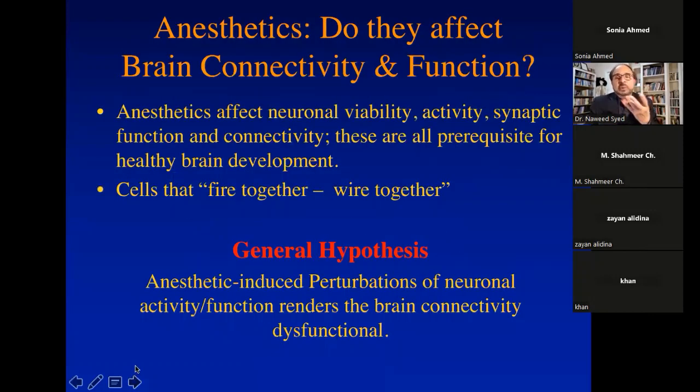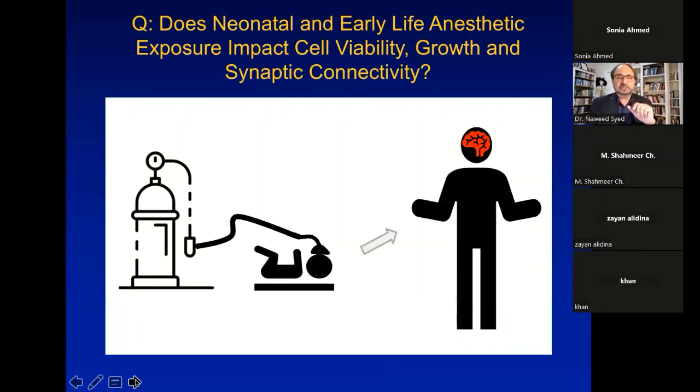And the question that we asked is, do anesthetics really affect neuronal viability, meaning cell death or their activity? We know the activity is affected, synaptic function and connectivity. These are all prerequisites for healthy brain development. As I told you earlier, cells that fire together, wire together. So the general hypothesis is that anesthetic-induced perturbation of neuronal activity or function renders the brain connectivity dysfunctional. So we will test this hypothesis and see what happens.